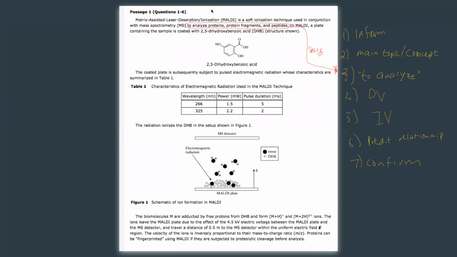What else from this paragraph stood out to you? Aside from it being connected to the structure of DHB, it is introducing a new technique, MALDI itself. So what does MALDI mean? Well, it says the breakdown, but it's saying that it's a soft ionization technique with mass spectroscopy. Cool. So let's dig into that. Soft ionization technique, right?